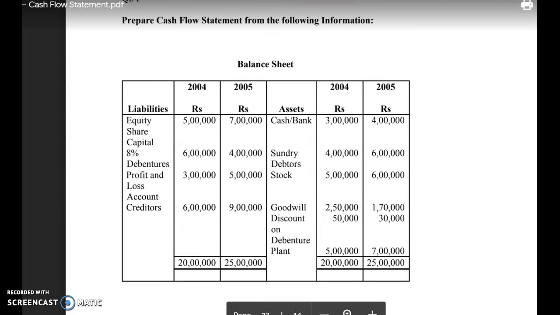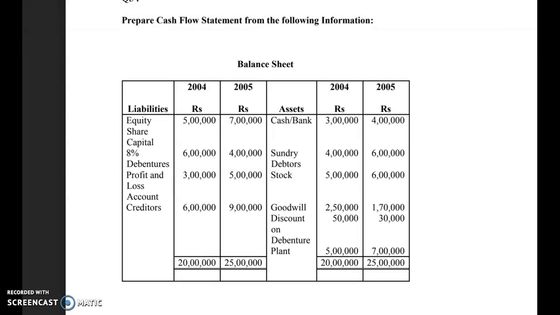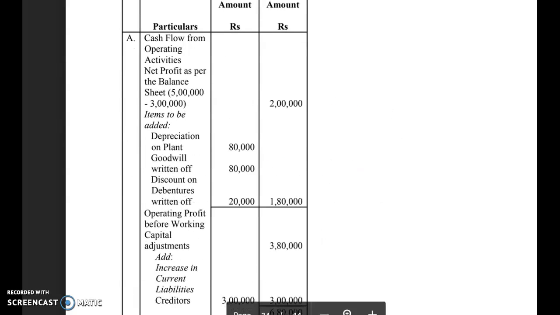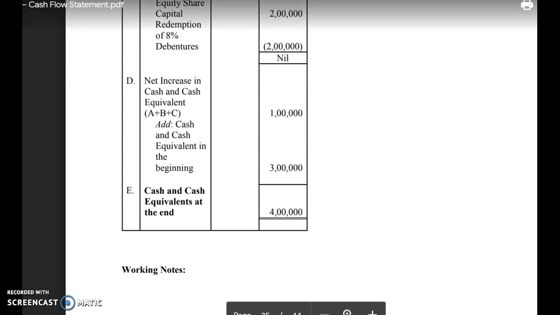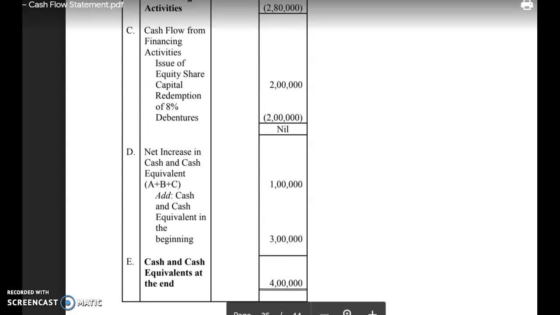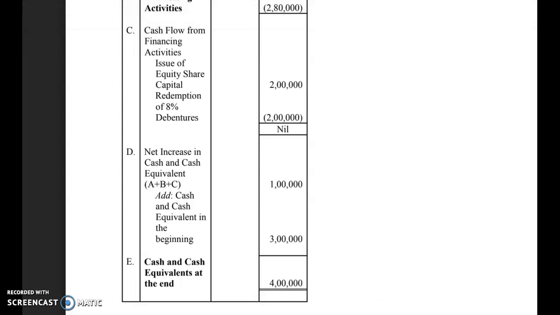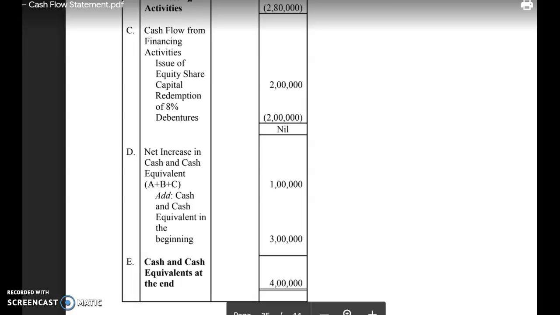Likewise, see here with reference to the debentures. Debentures last year was 6 lakh, now it is 4 lakh. So rupees 2 lakh debentures being redeemed or repaid during the year. So we will write here as a minus, repayment of debentures rupees 2 lakh. So net effect cash from financing activities nil. Inflow from issue of equity shares 2 lakh, outflow with the redemption of debentures rupees 2 lakh, net effect is nil. So from financing activities effect is nil.